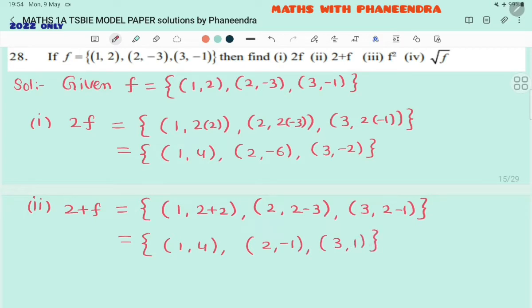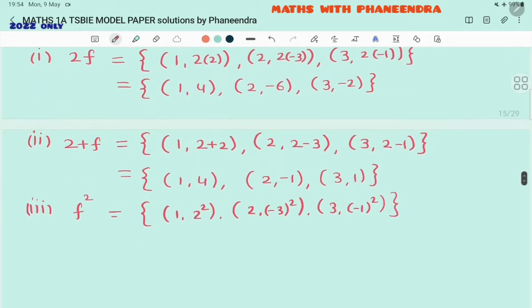Next f square they are asking. Third question, f square. F square means for codomain element you have to square it. So (1, 2 square), (2, (-3) whole square), (3, (-1) whole square), which is equal to {(1, 4), (2, 9), (3, 1)}.